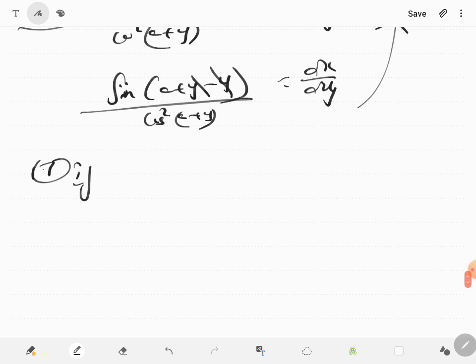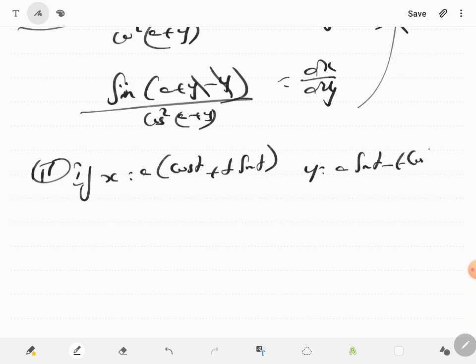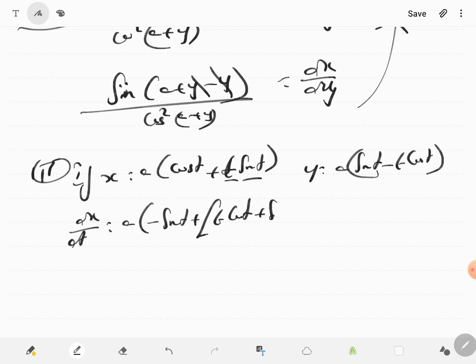If x is equal to a into (cos t plus t sin t), and if y is equal to a into (sin t minus t cos t), find what is d square y by dx square. It's parametric form, as you can see. Let's differentiate this. Minus sin t plus, this is to be done as u and v. Children, do not forget that. U into cos t plus sin t into 1. When you open this bracket, the sin t gets cancelled. Thus you get a t cos t.